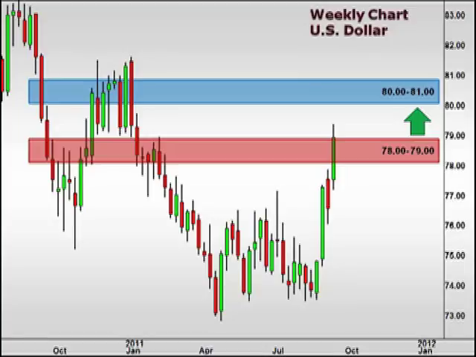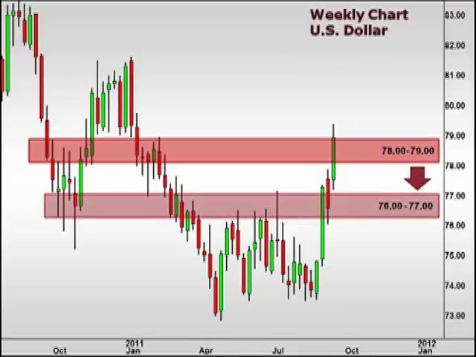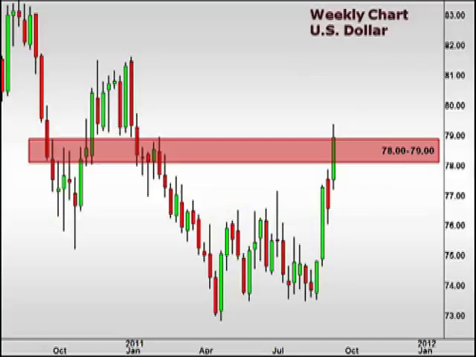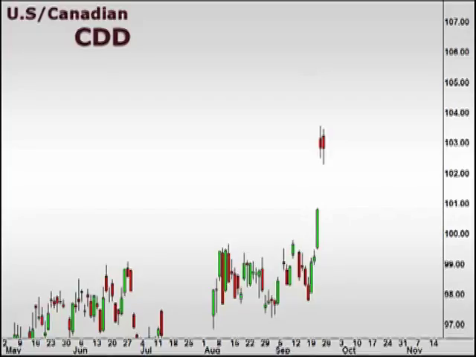Now, failure to hold 78 opens the window for a deeper retracement that could look for a lower support zone at the 76-77 range. A quick look at our daily snapshot here suggests that 80 is a likely upside target for any continuation higher. Next up, the CDD, the US versus the Canadian dollar.